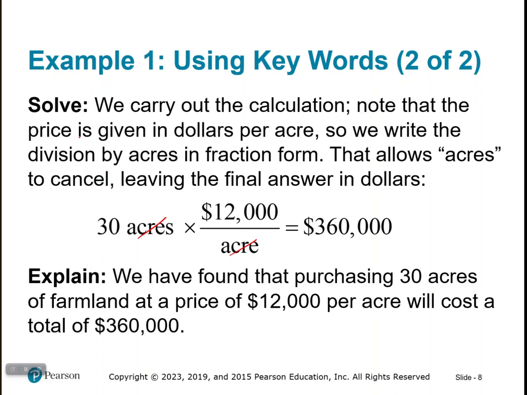So we understood what we were looking for. We solved it using unit analysis. And to explain, we answered the question in a complete sentence. We have found that purchasing 30 acres of farmland at a price of $12,000 per acre will cost a total of $360,000. Some of you can do the math just like the snap of fingers, right?